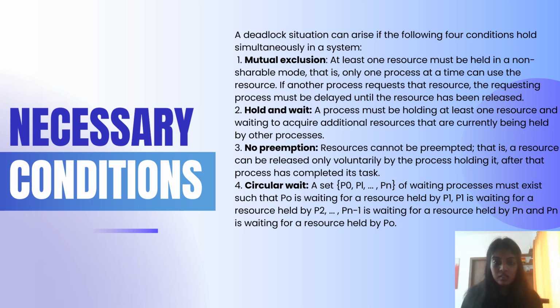The last one is circular wait. A set of waiting processes must exist such that the process, for example, P0 is waiting for a resource held by P1, and P1 is waiting for a resource held by P2, and so on. And it continues in a circle pattern.